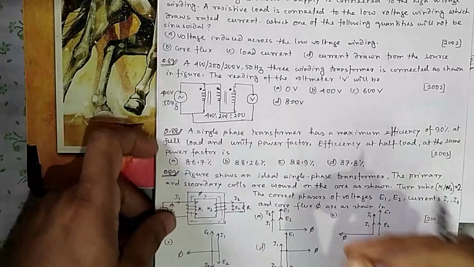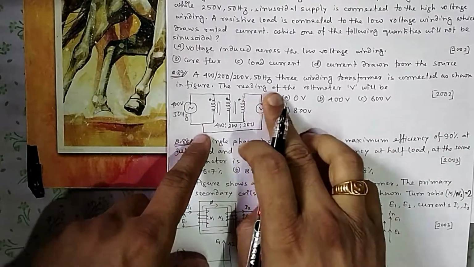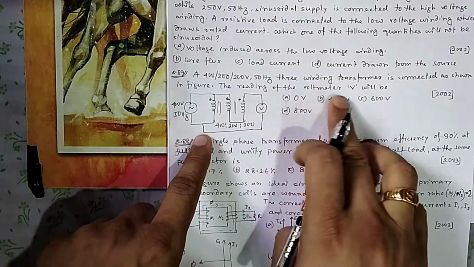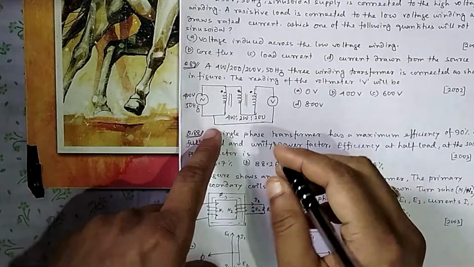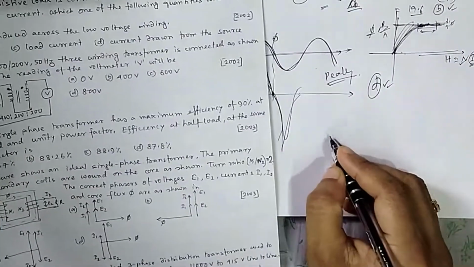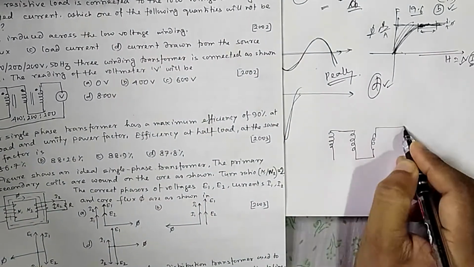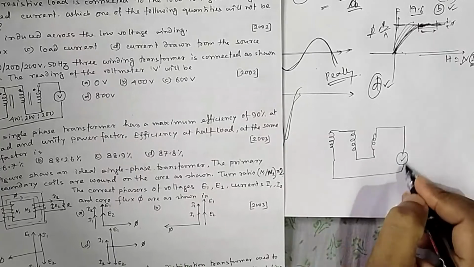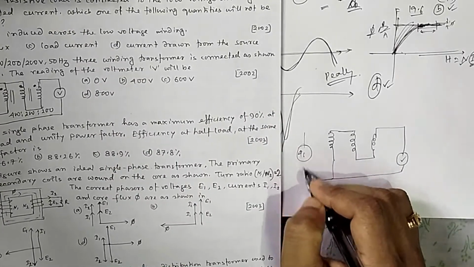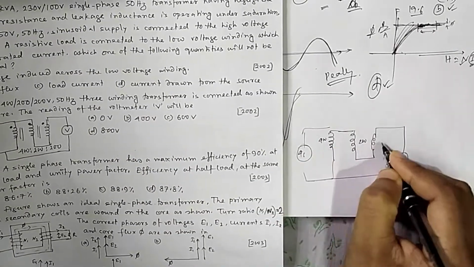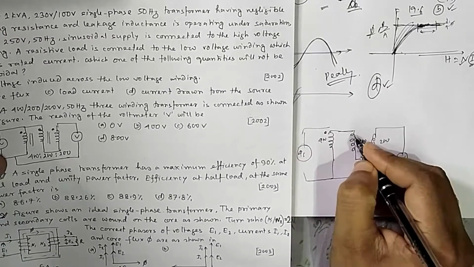Now if you come to question number 87, a 400, 200, 250 Hz 3 winding is connected as shown in the figure. The reading of the voltmeter V. So if you see this dot polarity, we have already discussed this dot polarity in protection. So this is of this polarity. You are connecting your voltmeter between this and this, and this is your 400 volt. This is 400 winding, this is 200, this is 200. So voltage across is 200. So this is the dot.